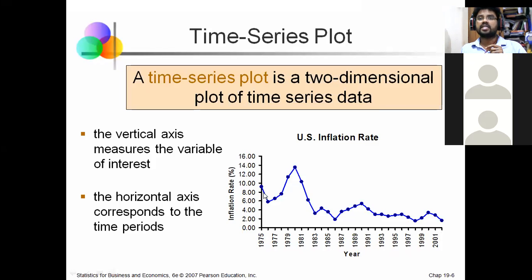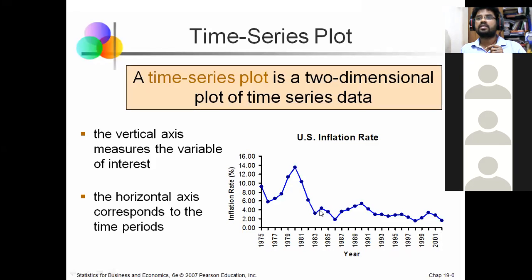So easily we can understand there is a decrease, and after 1976 the inflation rate increases up to 1980. Later on it decreases up to 1983. After 1983 it slightly increases, then decreases, then increases, and there is a downward trend. After 1998 there is a slight increase of the inflation rate, then it falls down.